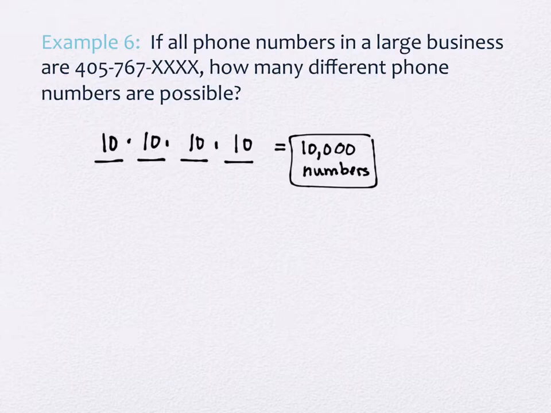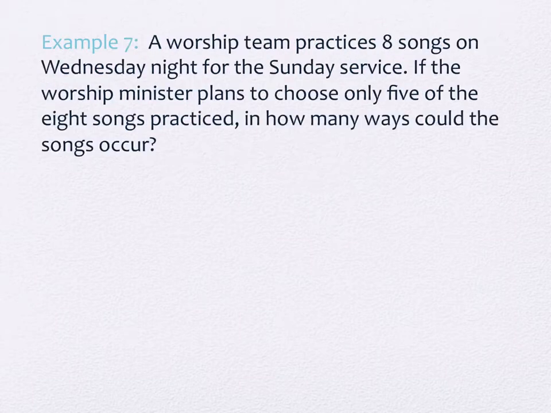Yeah. And occasionally there's more than one way to do a problem. And so let's take a look at 7. Seven's an example. There are 2 ways to do number 7, and they both work out beautifully. So a worship team practices 8 songs on a Wednesday night for the Sunday service. If the worship minister plans to choose only 5 of the 8 songs practiced, in how many ways could the songs occur?